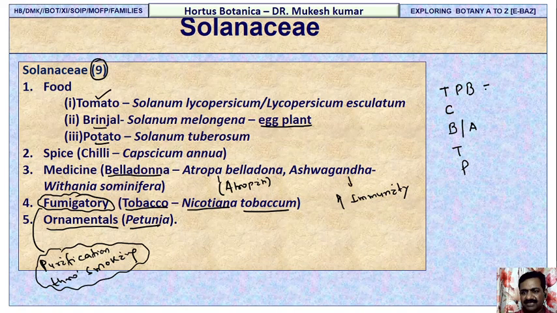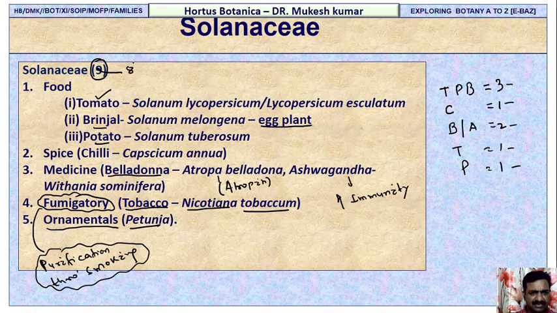So in total how many plants do we have? Counting them: 1, 2, 3, 4, 5, 6, 7, 8. Here in total we have given 8 plants. Why divided into 9? It's 8. So we find here a total of 8 examples.